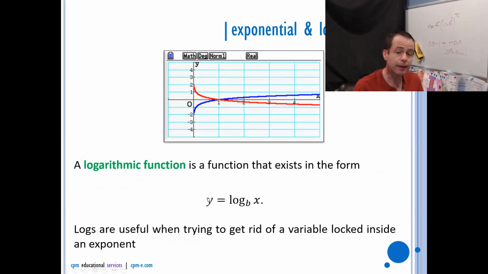Okay, now a logarithmic function. These are the other kind of 2 pictures that you need to have in your mind. A logarithmic function is a function that exists in the form y equals log base b of x. Logs are useful when trying to get rid of a variable locked inside an exponent. Now, before we go any further, I want you to understand what you're looking at, okay? This thing here, although my computer-generated picture looks like it actually starts there, it does not. This x equals 0 is a vertical asymptote, and so this actually goes down forever, riding towards that asymptote.